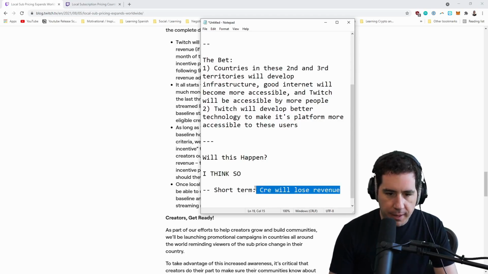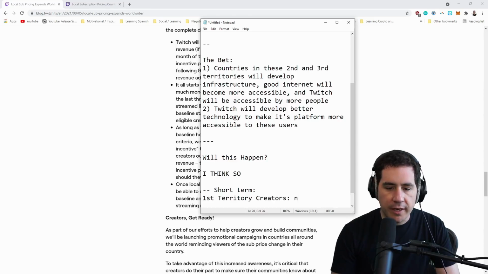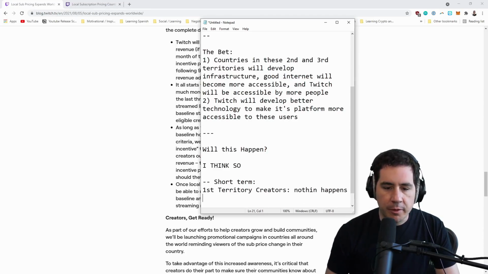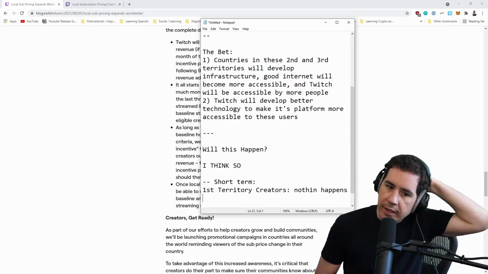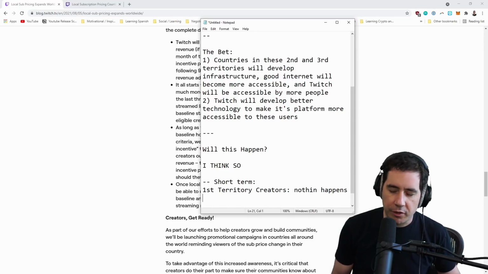So okay, let's actually define this. First territory creators, nothing happens. If you're a streamer in the US, Germany, any of those places, I don't think you notice a darn thing. Maybe a little bit of a decrease in revenue, but that gets shored up by Twitch, because 20 to 30% of your audience is somewhere else, maybe that's a little bit of a decline in revenue.